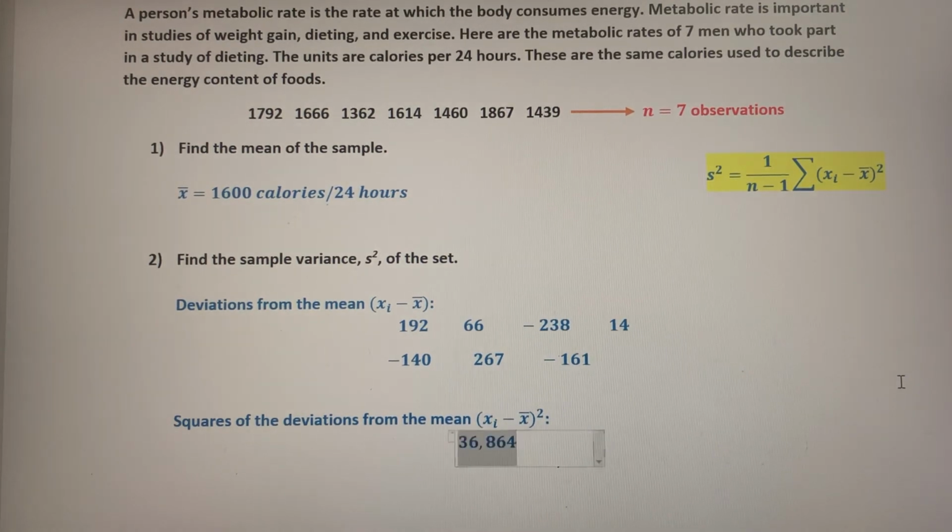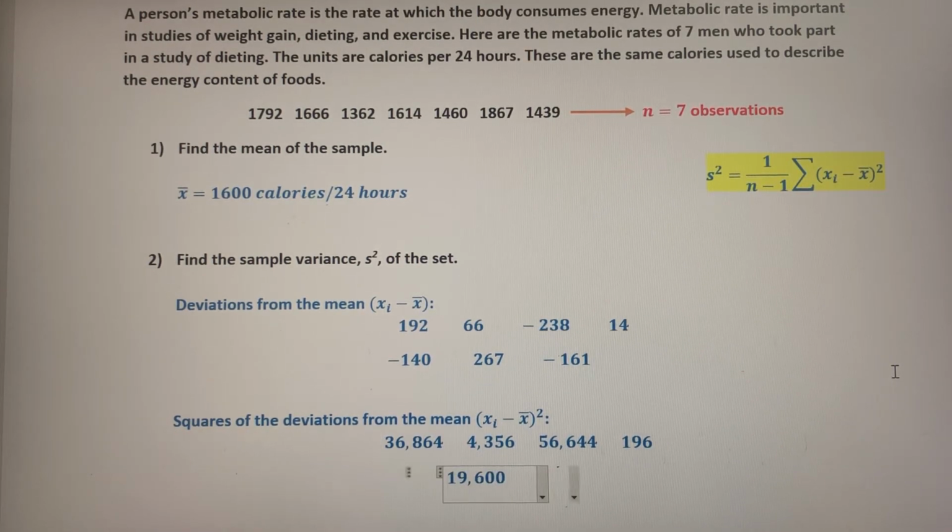Okay, so when I square 192, I get 36,864. When I square 66, I get 4356. When I square negative 238, I get 56,644, and so on. So I'm going to square the other values here in my data set, okay?